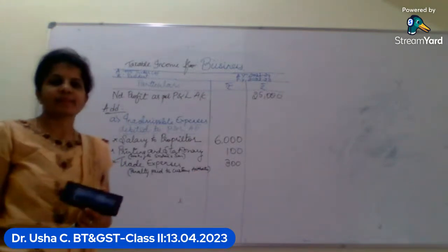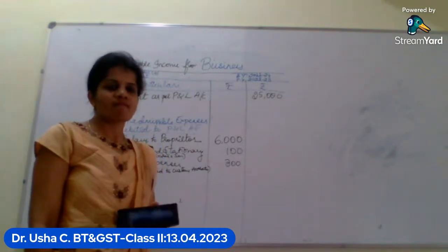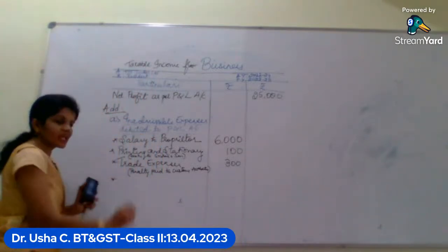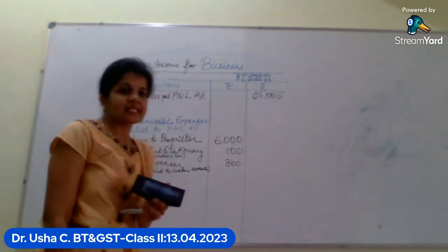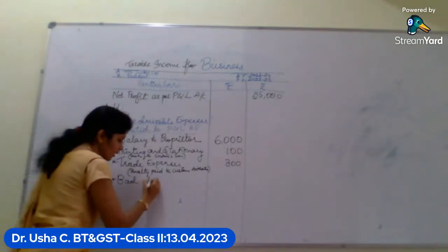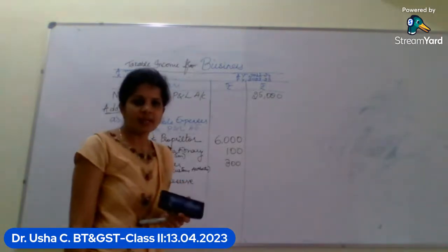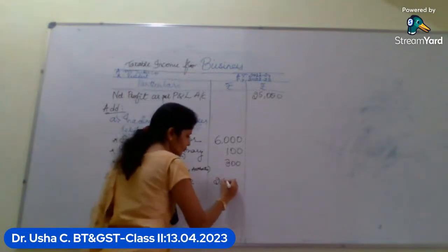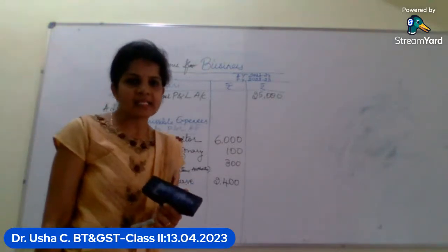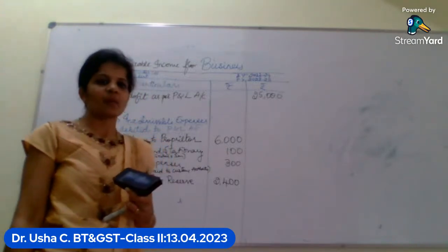Amount of 300. Next is sales tax, correct? Okay, sales tax is allowable expenses. And next, after sales tax, there is a bad debts reserve. Any reserves or provisions are not allowed. Bad debts reserve, it is 2,400. Next, bad debts written off, it is allowable expenses.